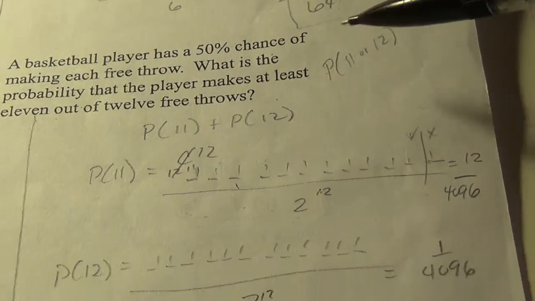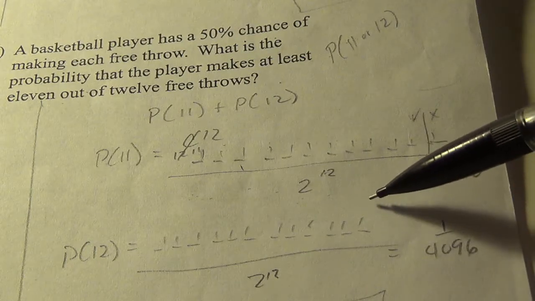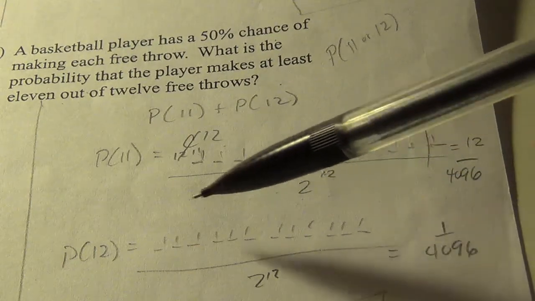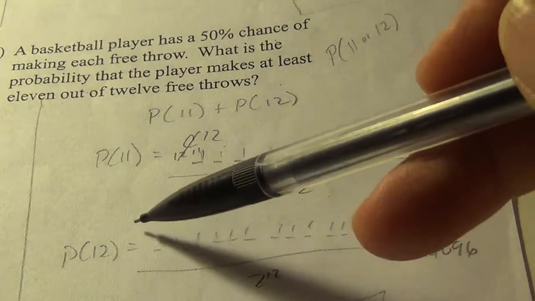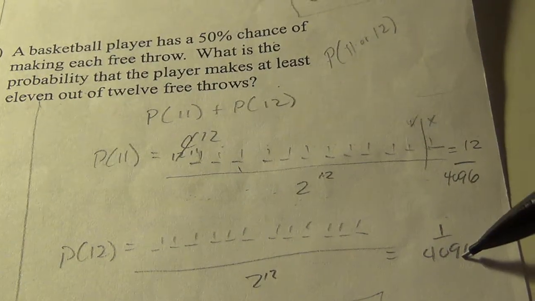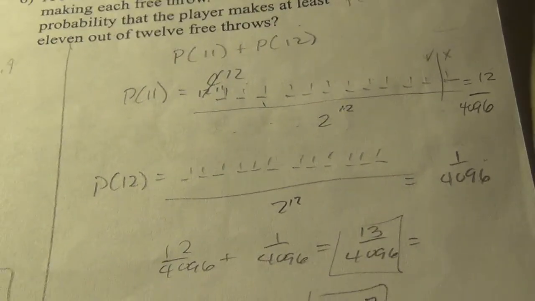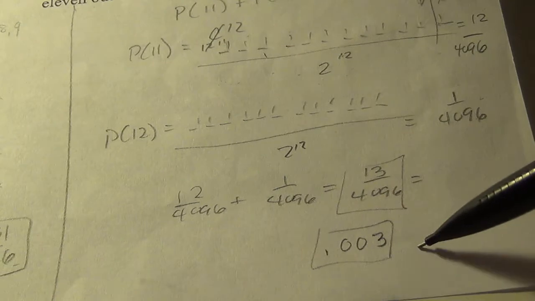The probability of getting 12 is all 1s. These are all shots that he got. And the combination of 12 taking 12 at a time is also a 1. So we get 1 over 2 to the 12th. We're going to add those two, and that'll be our answer. And here's the decimal form. All right.